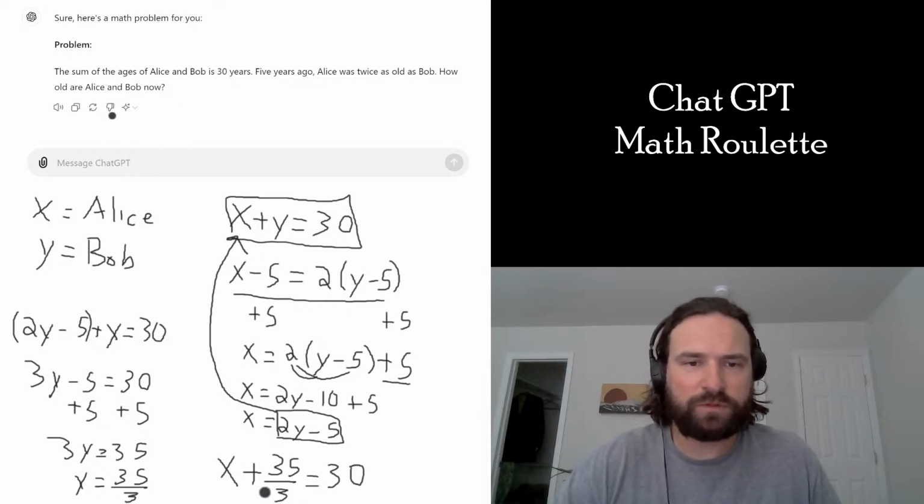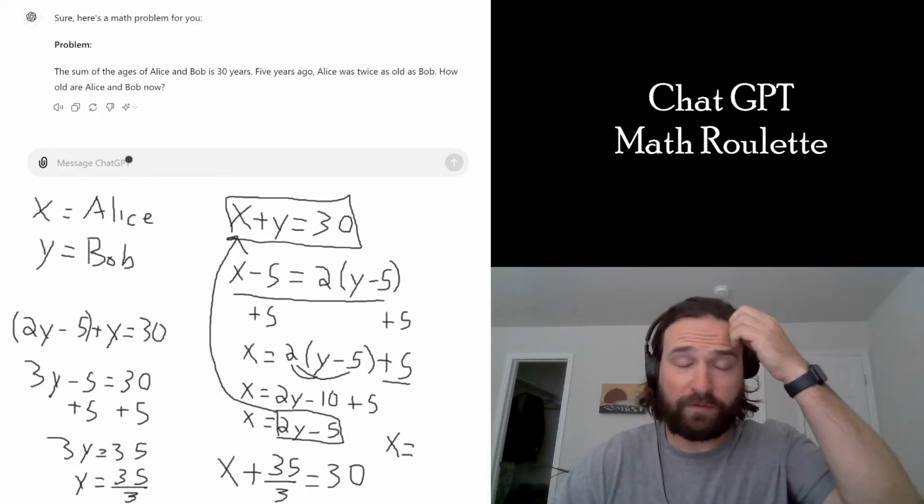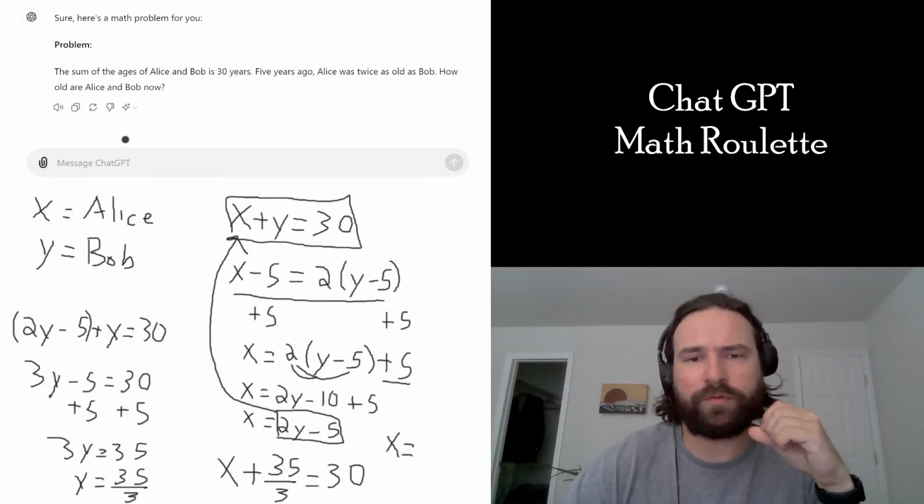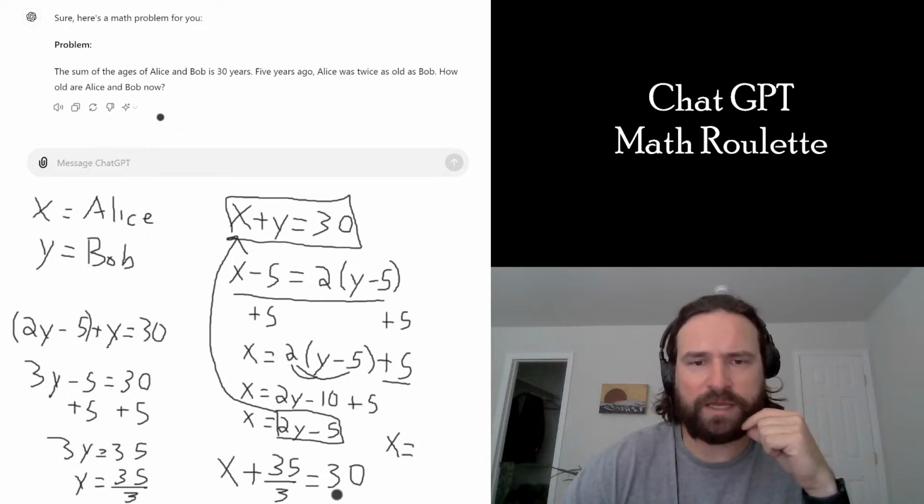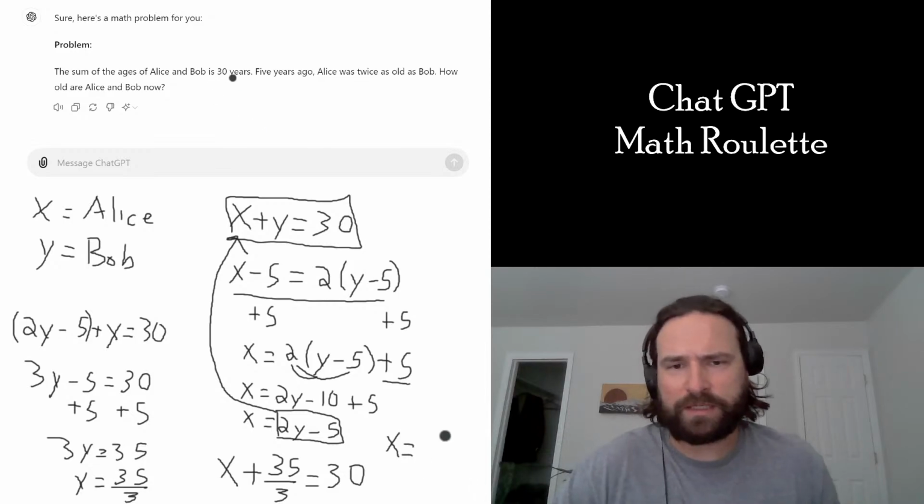And to solve this, we just subtract 35 over 3 from both sides. And what we will get is x equals 30 minus 35 over 3. I just said 35 over 3 is 11 and 2/3. So if you subtract that from 30, you get 18 and 1/3.